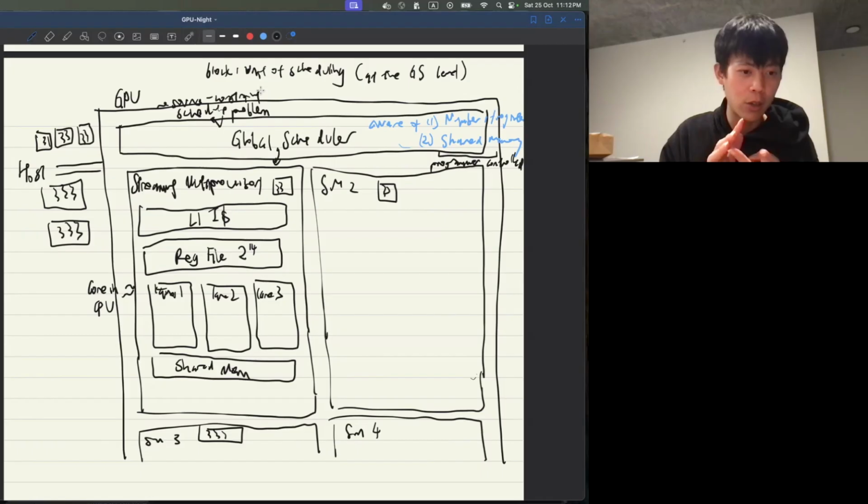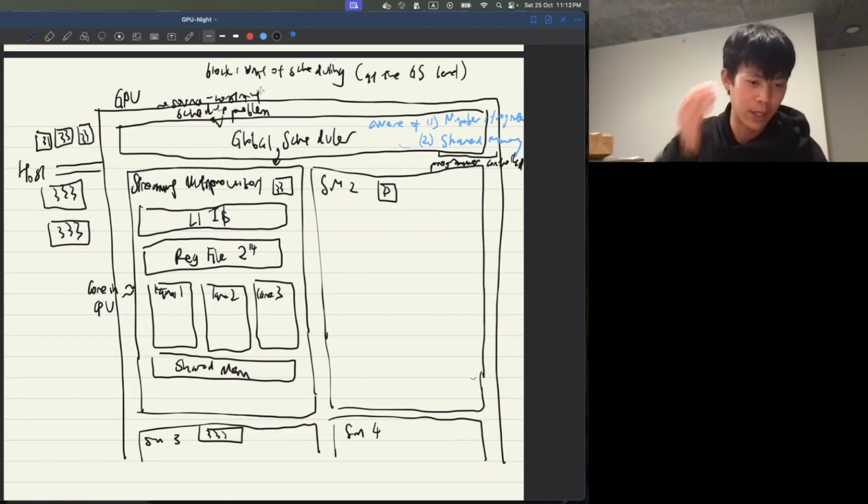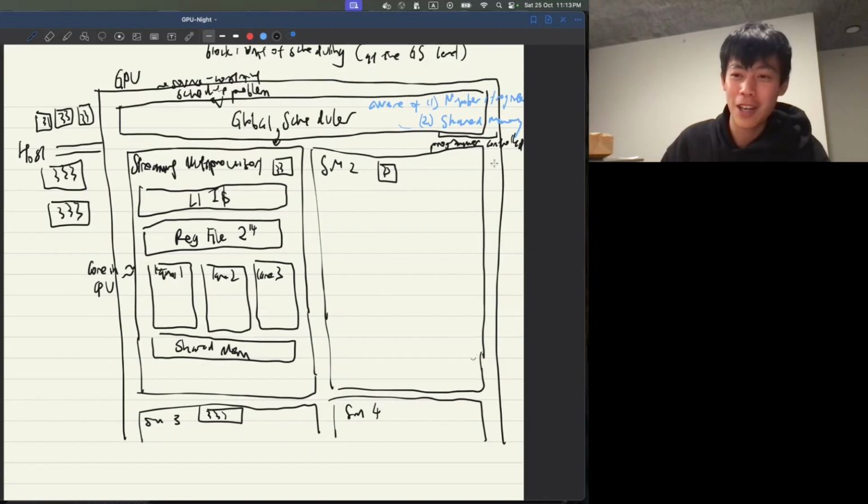And depending on those and how much my blocks require, I'm going to schedule that block to the first available streaming multiprocessor. And I think that really makes sense in real life, right? It's like, let's say you're a team leader, you also need to be aware of how much task each worker has on their plate and how much time they have per day, etc. So I think if you're good at real life, you'll be a very good computer architect. So that's all I want to say about the global scheduler.